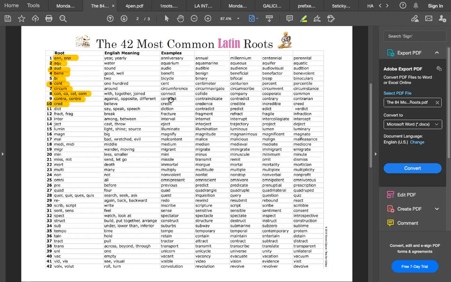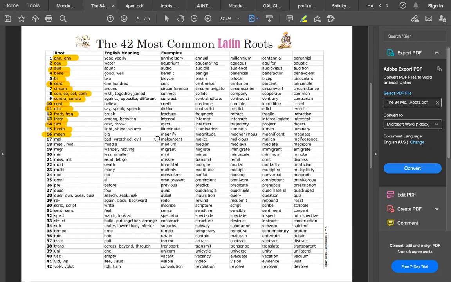Cred or creed means to believe. So credit, credence, credible, that's having belief in something. Incredible is not being able to believe, it's so awesome. D-I-C-T, that means to say. So diction, contradict, dictate. Fract or frag means to break, or a portion of. So fracture, fragment. Inter means among or between. So interval, intercontinental, something that happens between the continents. Ject means to cast or throw. So eject, interject, trajectory.